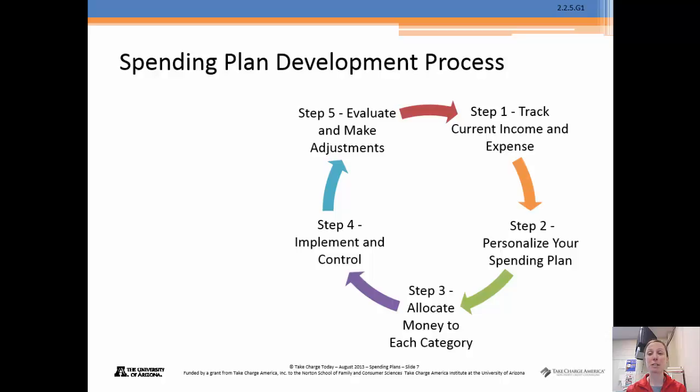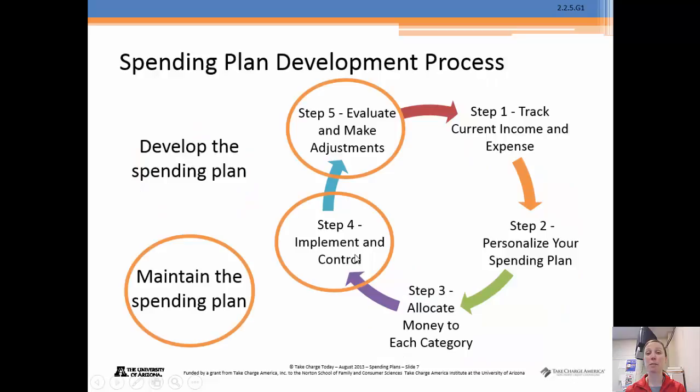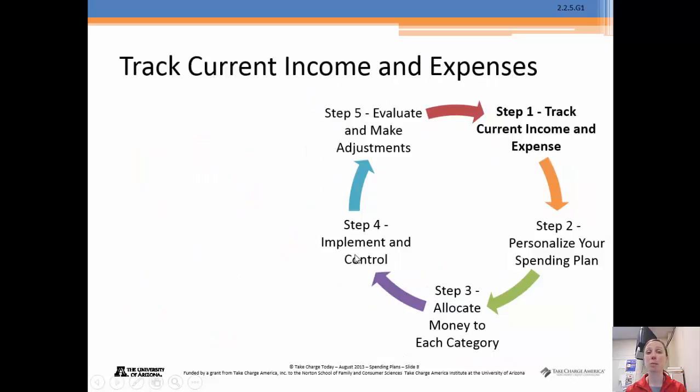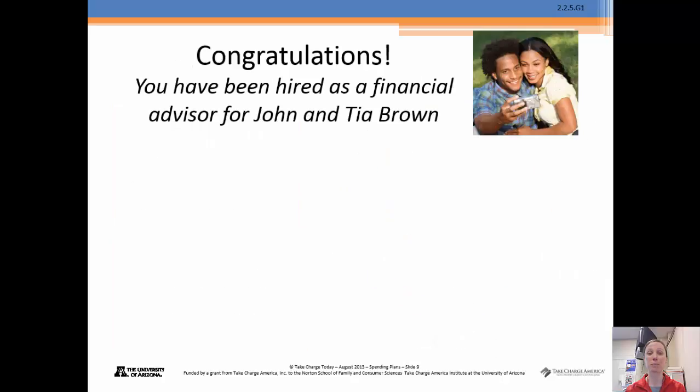So we're going to talk about this process and all of these steps working together. This is developing the spending plan, step 1 and step 2 and step 3, and then maintaining is step 4 and step 5. So let's start with step 1, tracking current income and expenses. That's completed by developing an income and expense statement, and it ensures the spending plan is realistic.